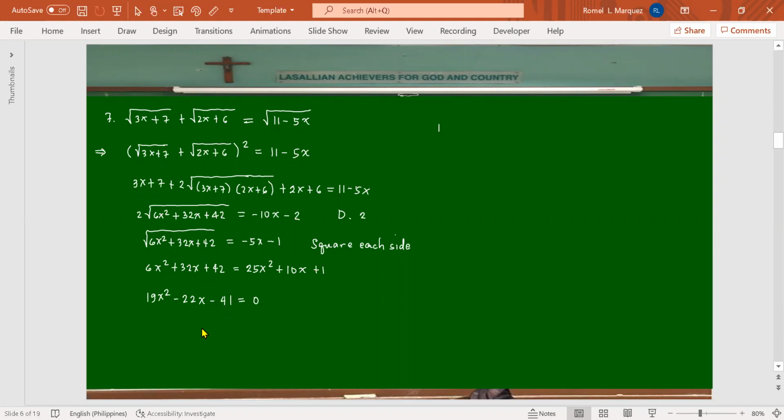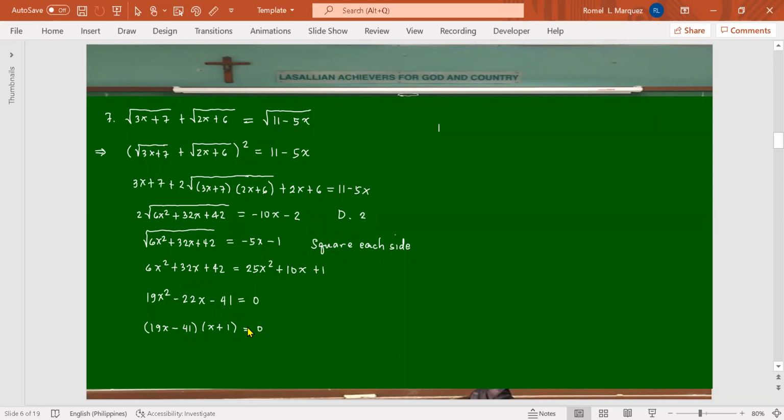What are the factors? 19x plus or minus 1. So let's start with minus, because we can easily put it as plus. And then the other one, x plus 41, x minus 1. Which one is supposed to be plus? Here? Plus, no? Yes. Let's check.